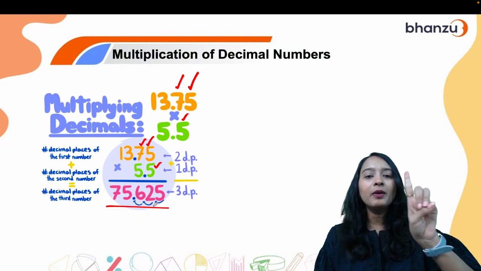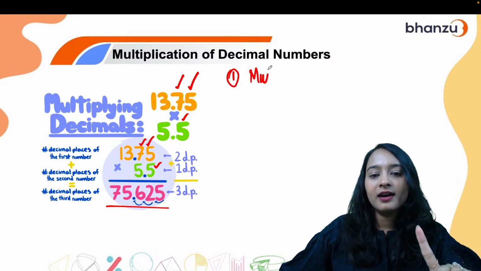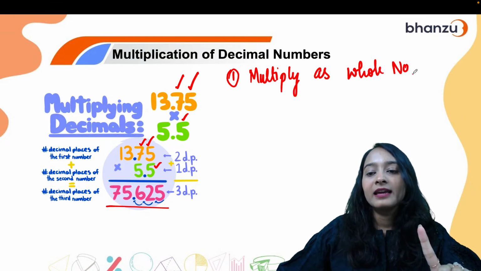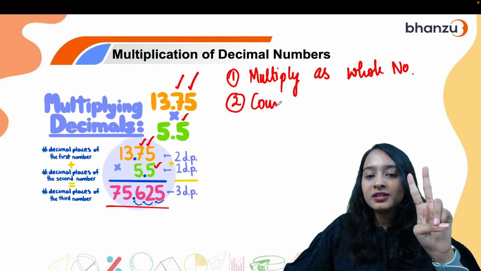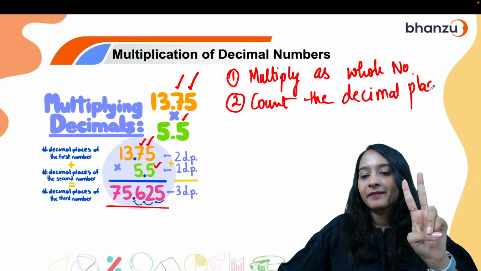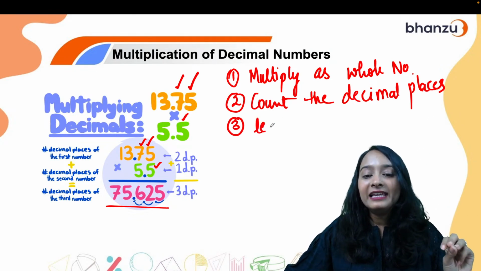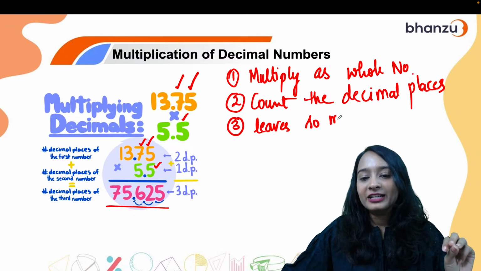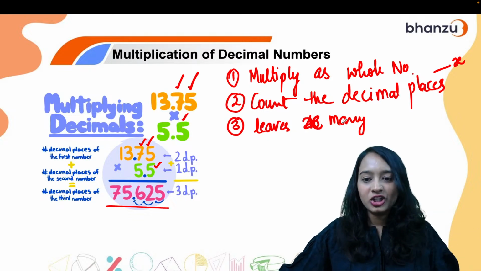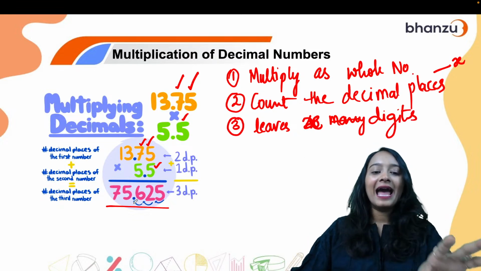Just 3 steps. Step number 1. Multiply the decimal numbers as whole numbers. Multiply as whole numbers. What is the second step? Count the decimal places. Third step, depending upon the number of decimal places, leave so many digits. Suppose you have x decimal places here. So leave x digits. Okay, leave x digits and place your point.